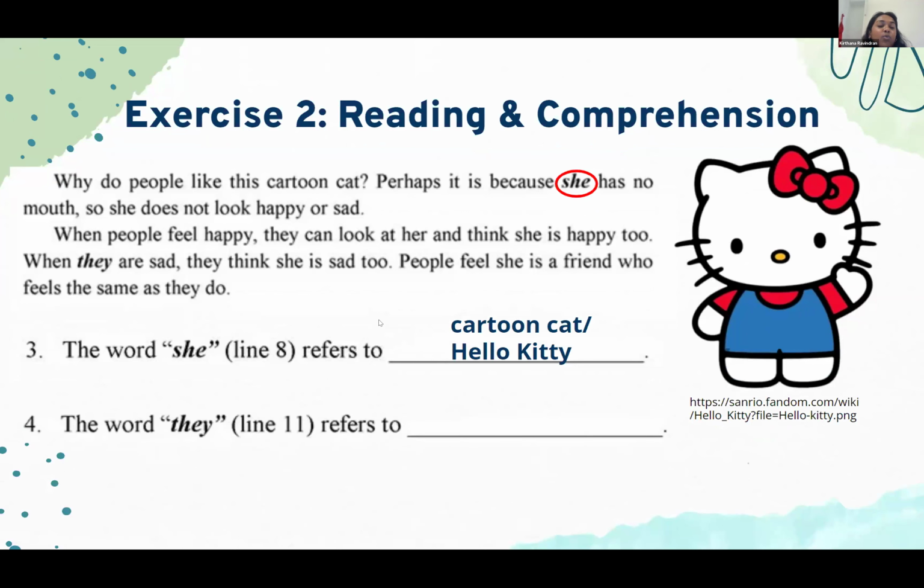Next, the word "they" in line 11 refers to people. Very good. It refers to people. Okay, because when people feel sad, they can look at her and think she is happy too. When they are sad, they think she is sad too. People feel she is a friend who feels the same as they do. So you know that all the "they" refers to people here. And then the "she" refers to Hello Kitty, okay?